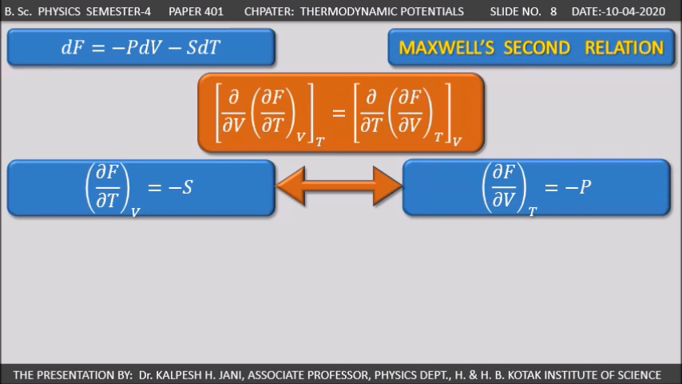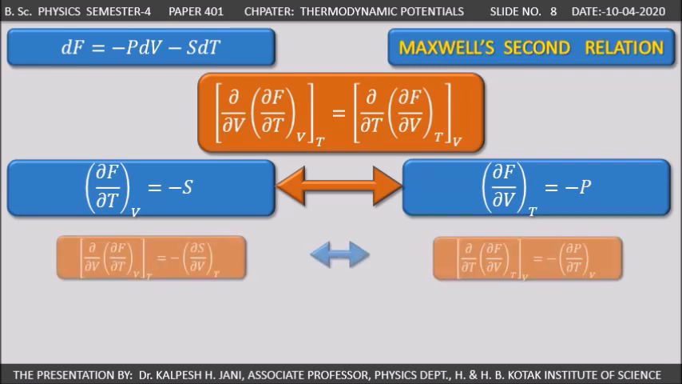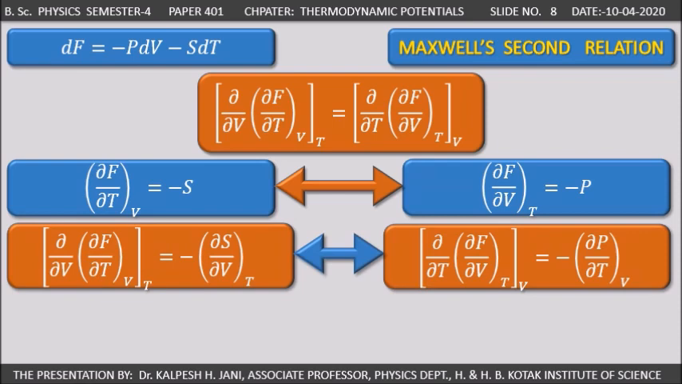Now we shall further go to obtain the second order differentiation of these two terms. On the left side, we further differentiate del F by del T with respect to V. So we have to differentiate S with respect to V also, and we get minus del S by del V at a constant T. In the same manner, on the right side, we further differentiate del F by del V with respect to T. So we have to differentiate minus P with respect to T also, and we get minus del P by del T at a constant V.